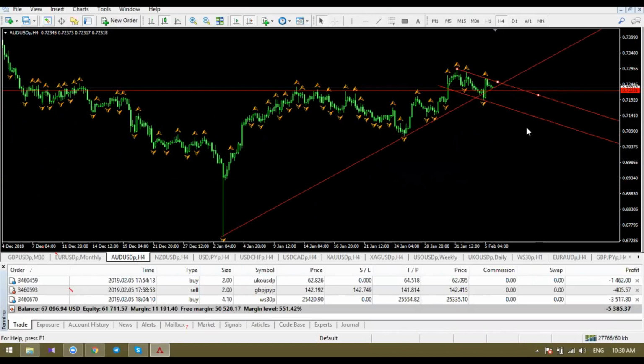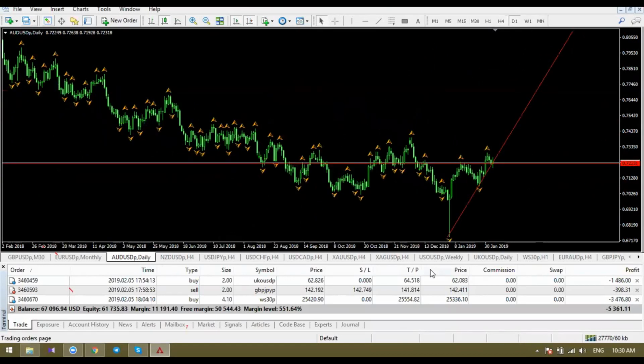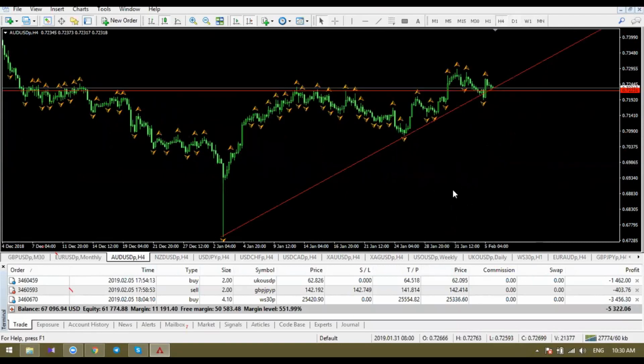This is my trend line in 4 hours. I want to prove it to you. This is my daily. What's the difference?